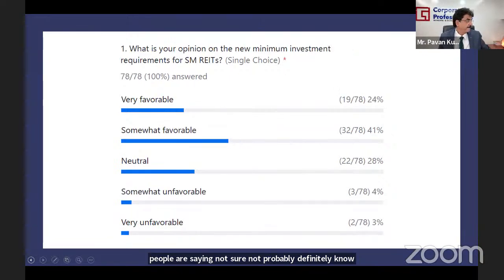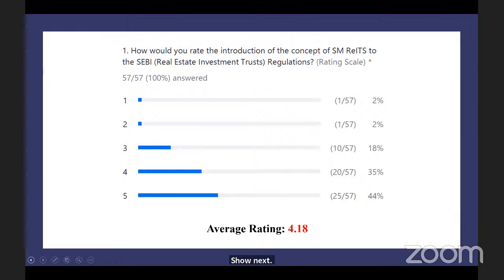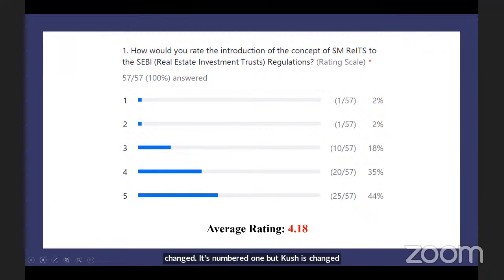Next. Hello, sir, I think the question has changed. It's numbered one, but the question has changed. Okay. How would you rate the introduction of the concept of REIT to the SEBI regulation? Rating-wise, I think the average rating is 4.18. So that is a high rating.